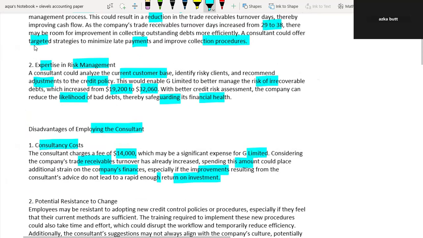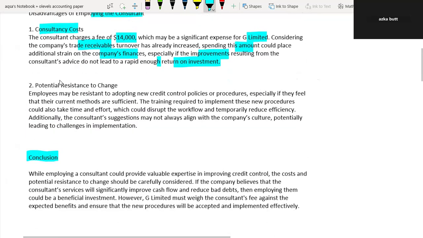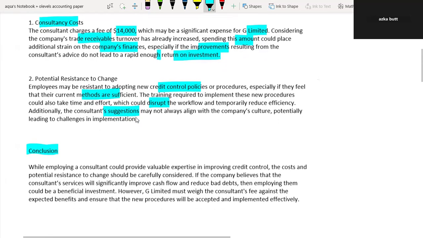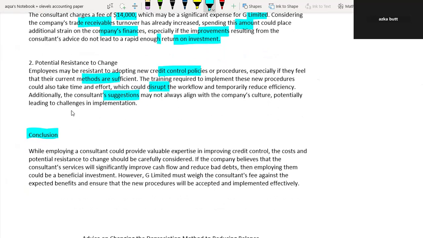Second disadvantage is potential resistance to change. Employees may be resistant to adopting the new credit control policy or procedure, especially if they feel that their current methods are sufficient. The training required to implement these new procedures could also take time and effort, which could disrupt the workflow and temporarily reduce the efficiency. Additionally, the consultant's suggestions may not always align with the company's culture, potentially leading to challenges in the implementation.